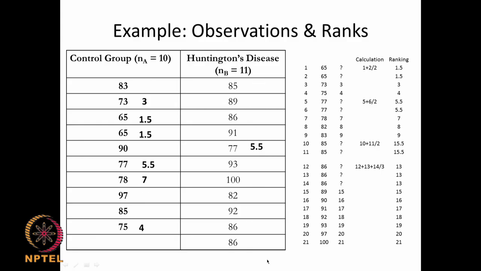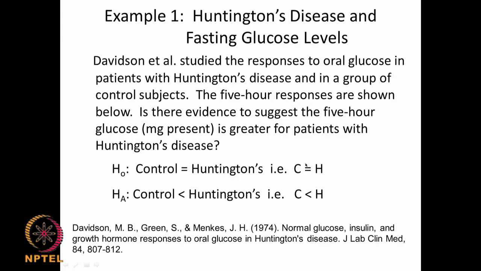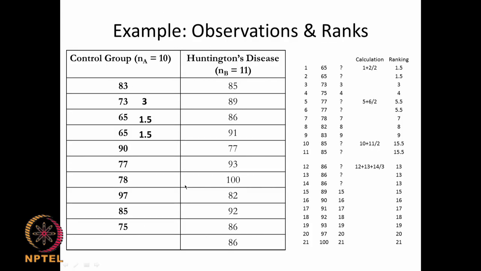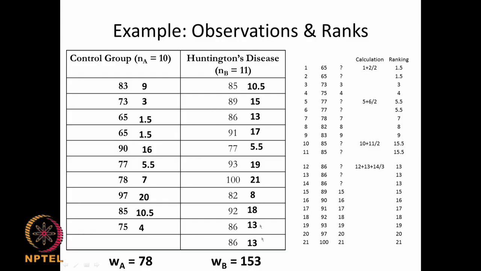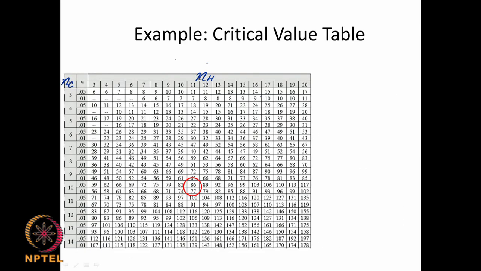Now, the goal is to test the null hypothesis that control is equal to H, against the alternate hypothesis that control is less than H. So, we need to go to the table to cross check. Okay, let us look at it. WA is 78 if you add up all these and WB is 153. Once you do that, we go to the table, where this one corresponds to the lower and that one corresponds to the higher. So, we look at 10 and 11. We get 95% is 86 and 99% is 77.